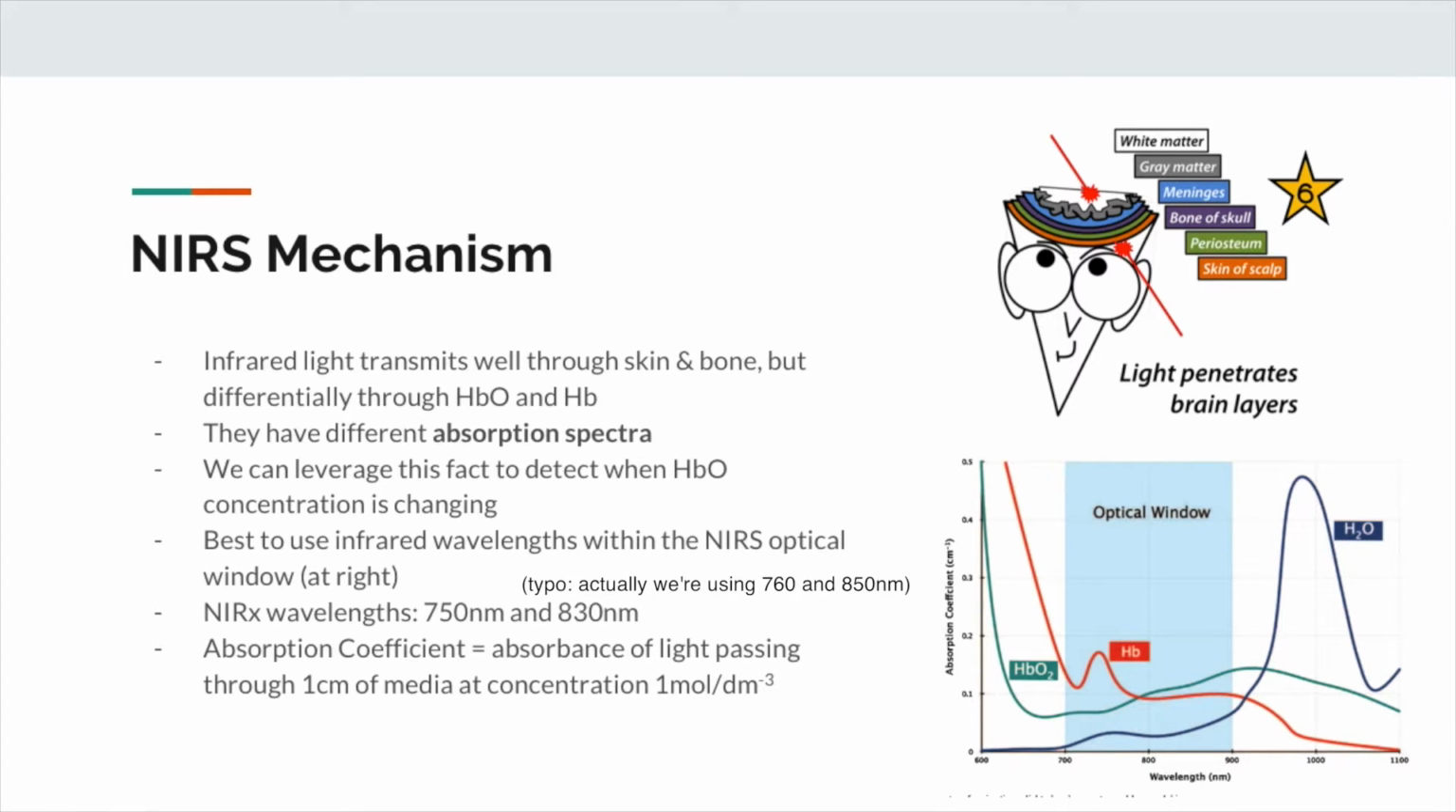Our NIRS system specifically is using both 750 nanometers and 830 nanometers. You need 2 wavelengths to run, and in a moment I'll go over why that is. So whatever system you're using, they all use somewhere around those 2 numbers. It can be a little bit different depending on the machine, but it's good to know what your machine is using so that you can talk about that in the methods when you're writing up your data.